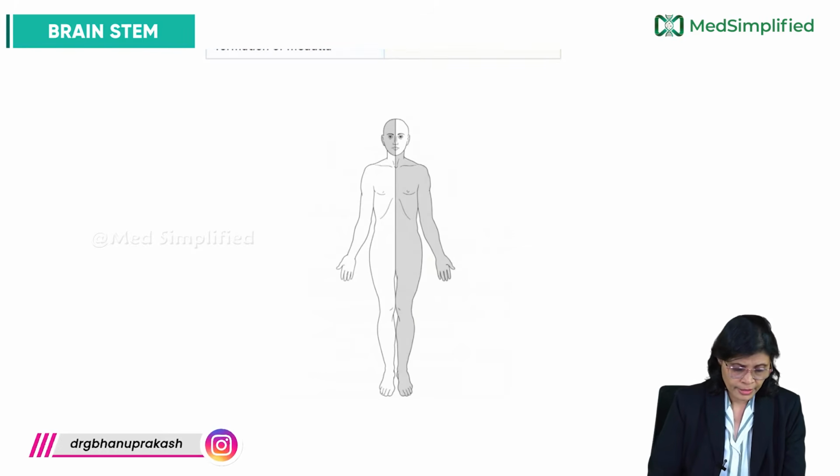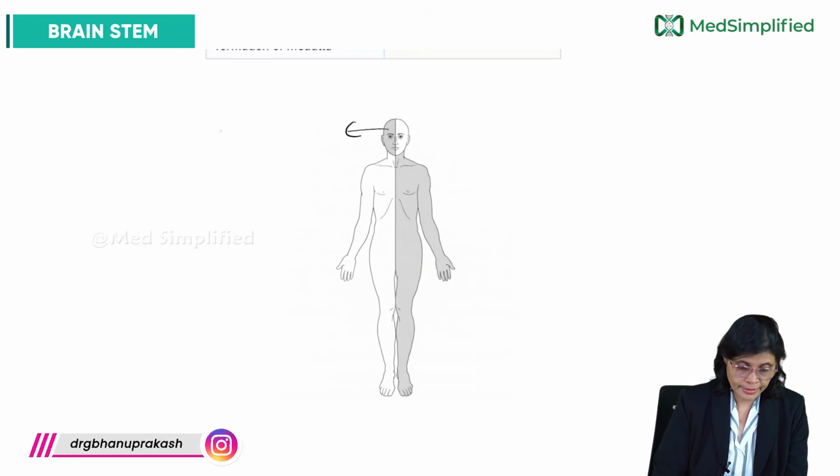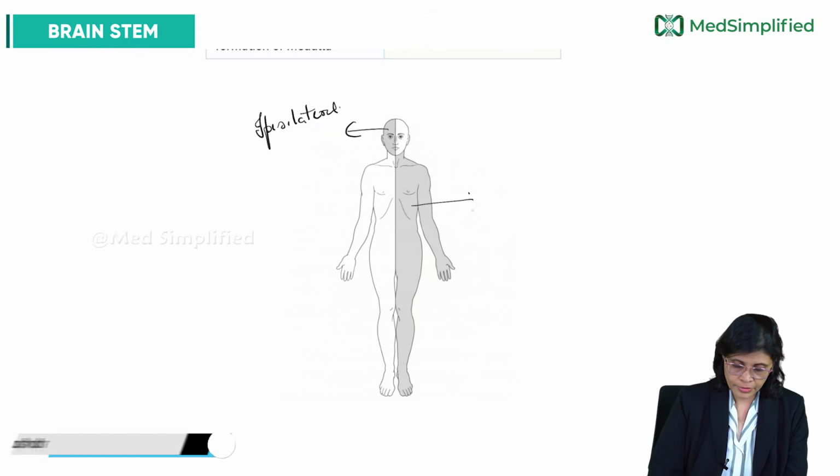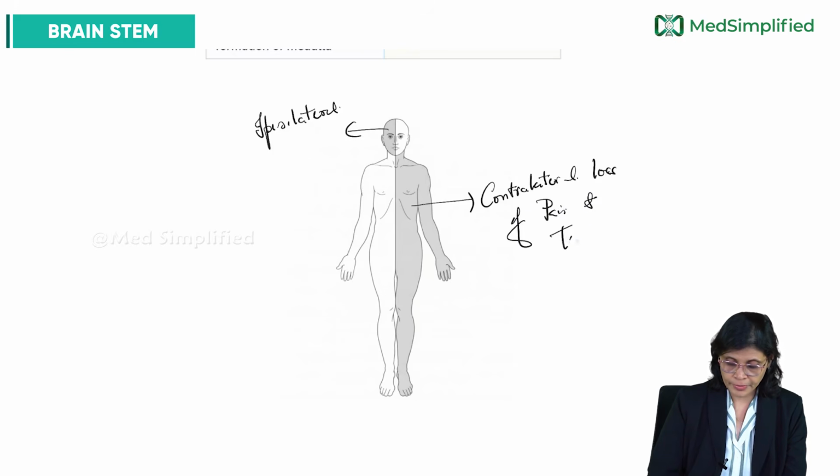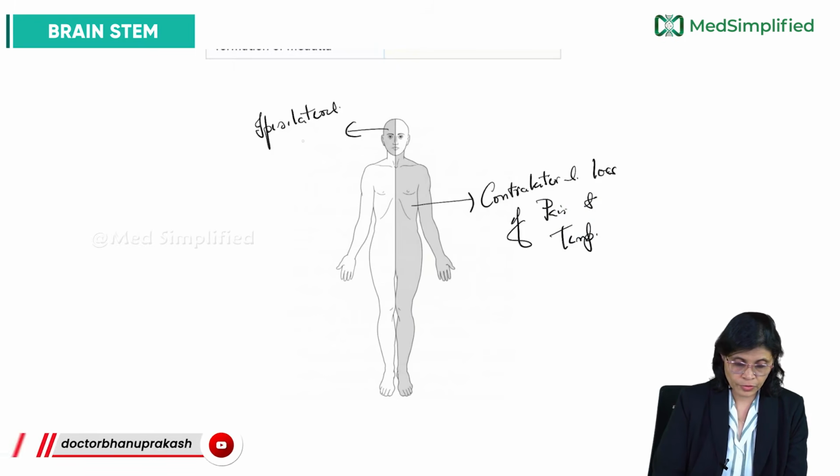Okay, so we see, same side there is ipsilateral loss of pain and temperature of the face and contralateral, not hemiplegia, loss of pain and temperature. Contralateral loss of pain and temperature. Here ipsilateral loss of pain and temperature on the face.